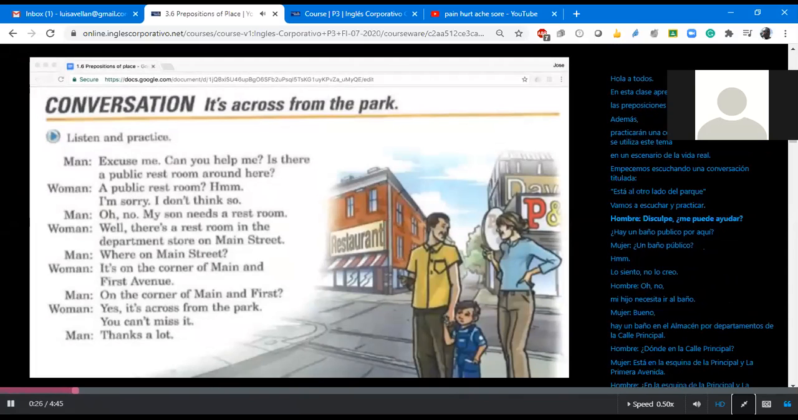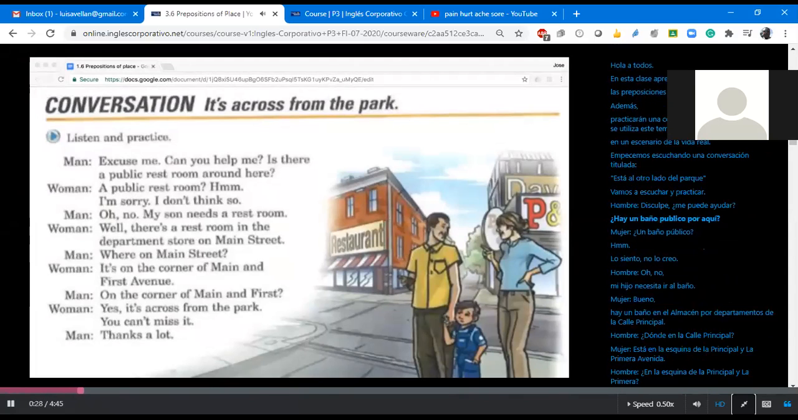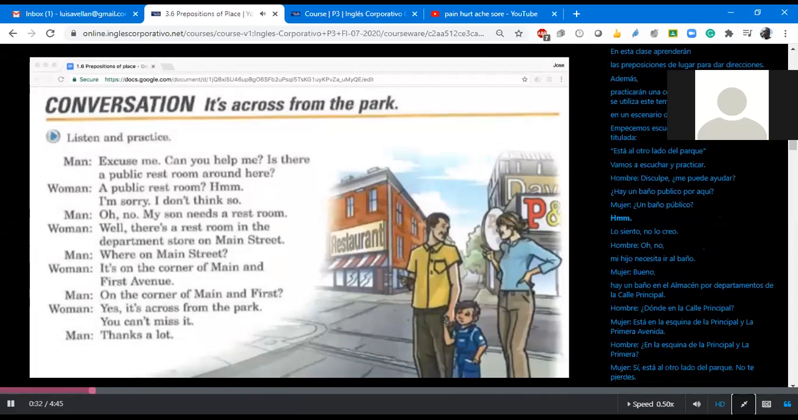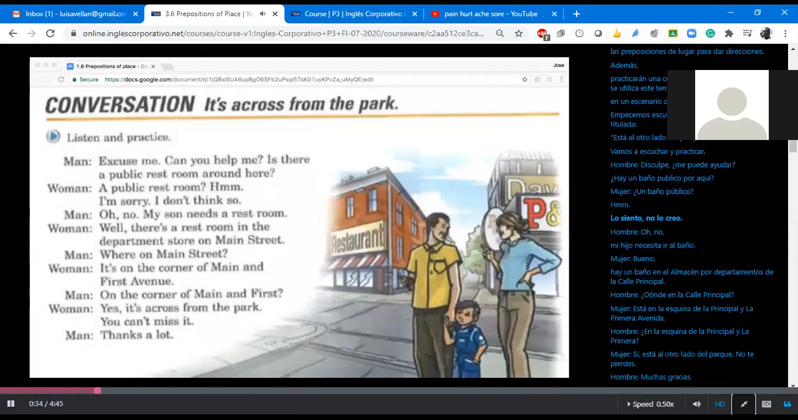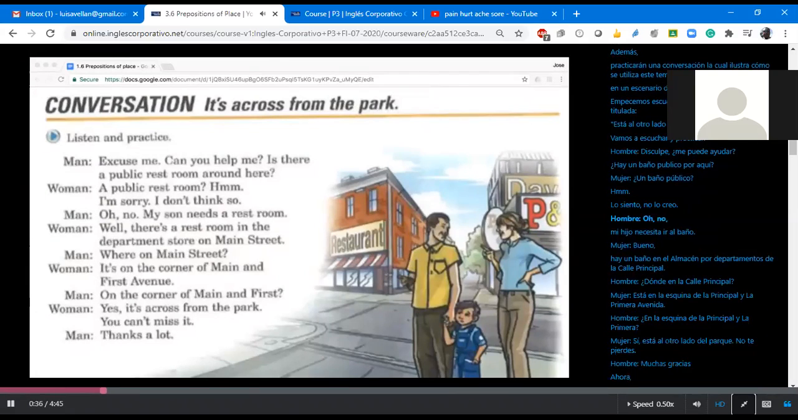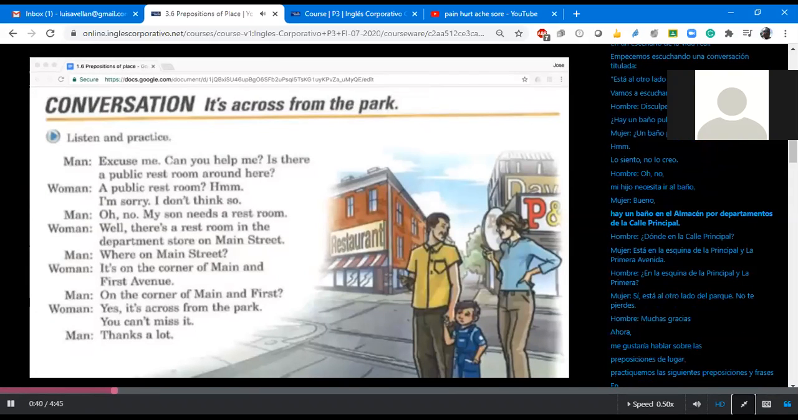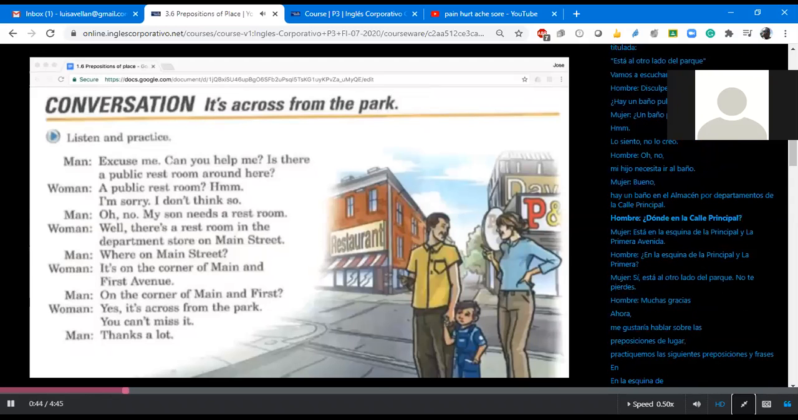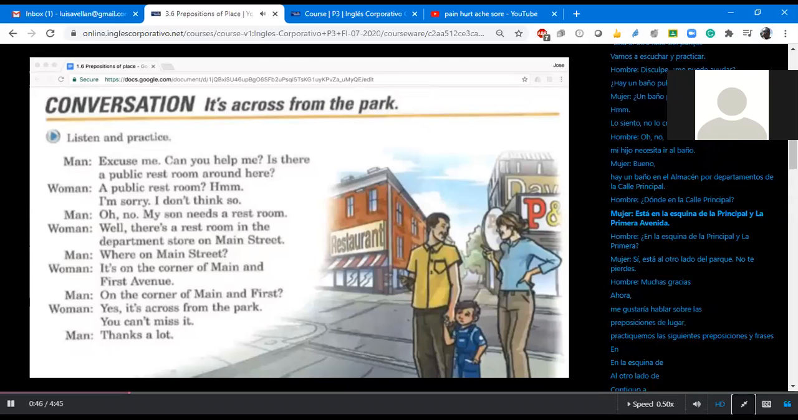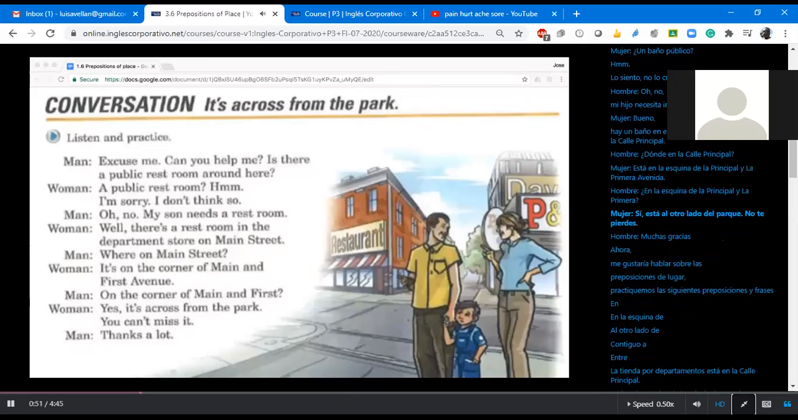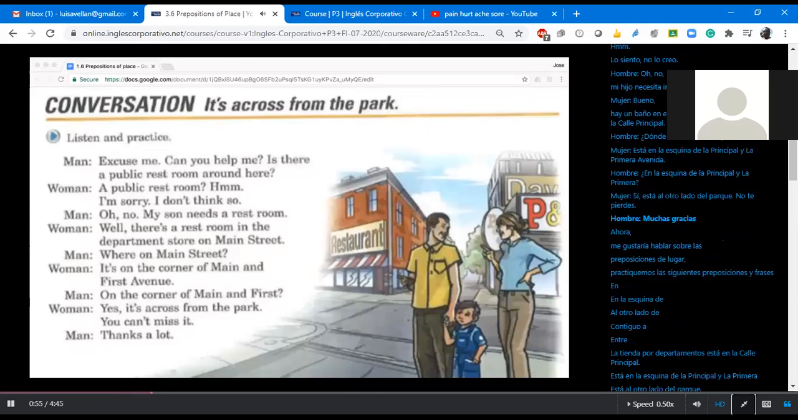Excuse me. Can you help me? Is there a public restroom around here? A public restroom? I'm sorry, I don't think so. Oh no, my son needs a restroom. Well, there's a restroom in the department store on Main Street. Where on Main Street? It's on the corner of Main and First Avenue. On the corner of Main and First? Yes, it's across from the park. You can't miss it. Thanks a lot.